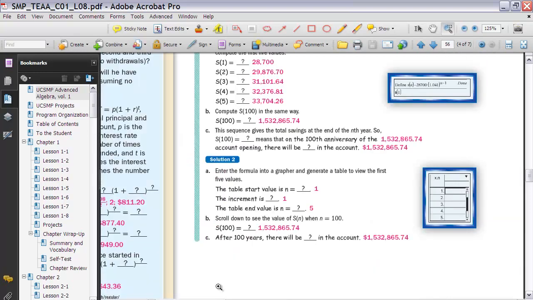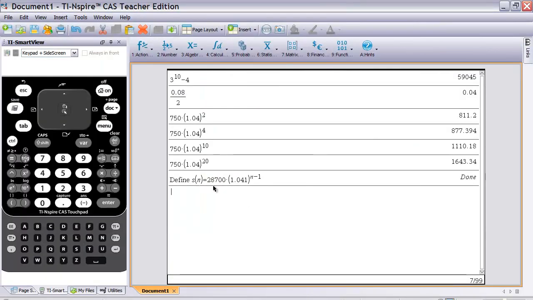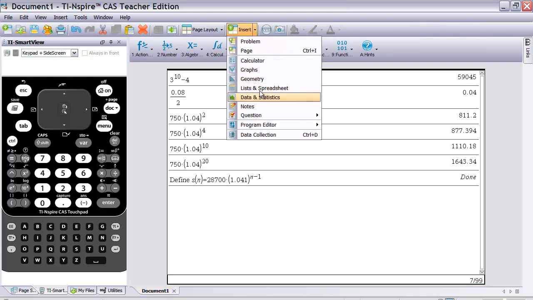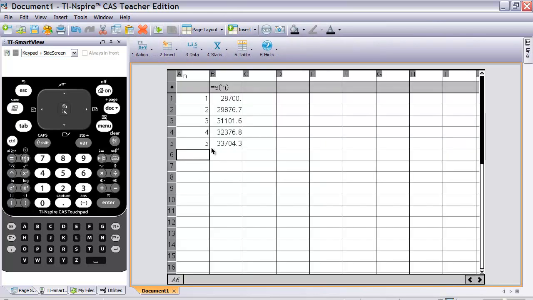Here are the solutions for solution 2. We want to do that on our CAS. First of all I need to define the function s sub n, which I have here. Then I'm going to add a lists and spreadsheets page, this one right here, which I've already done. When I do it, it's going to bring up a blank one of these. You're going to put n up here, and then put the values from 1 to 5. And then right here, you're going to put in s sub n.